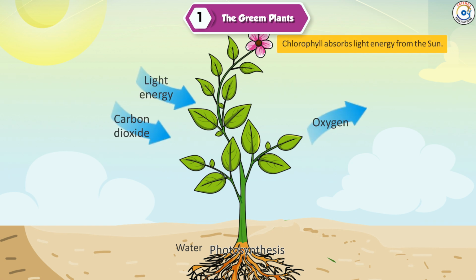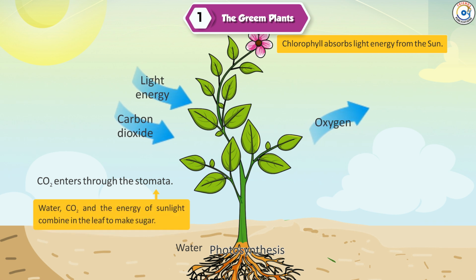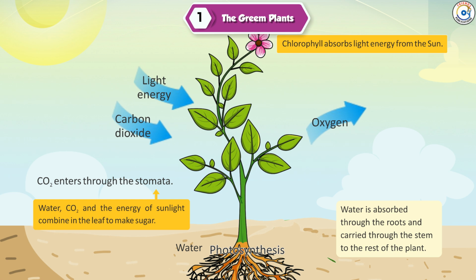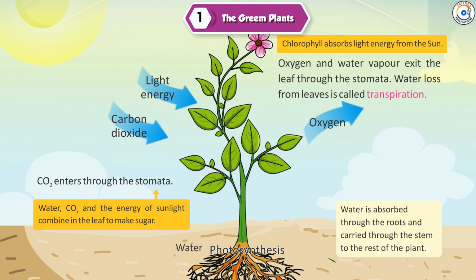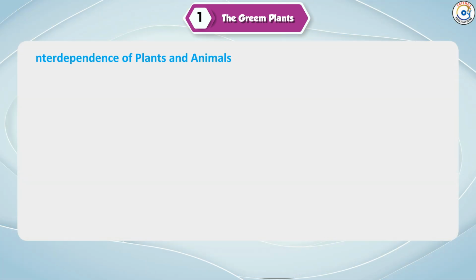Chlorophyll absorbs light energy from the sun. Carbon dioxide enters through the stomata. Water, carbon dioxide and the energy of sunlight combine in the leaf to make sugar. Water is absorbed through the roots and carried through the stem to the rest of the plant. Oxygen and water vapor exit the leaf through the stomata. Water loss from leaves is called transpiration. Excess sugar is stored as starch, that is food.